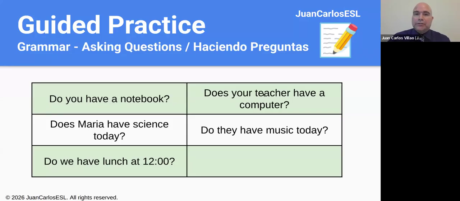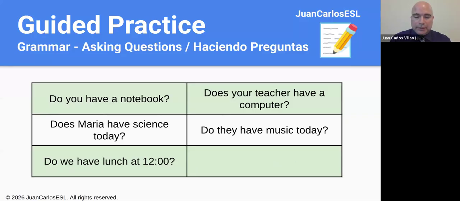Your teacher es tercera persona, entonces does. And they, cuando el sujeto es plural y tercera persona, nos toca utilizar do. So, do they, do we, do you. Ahí tenemos esas tres ocasiones que nos toca usar do. Do you, do they, do we. Okay, and then for does, es tercera persona, does your teacher or does Maria.